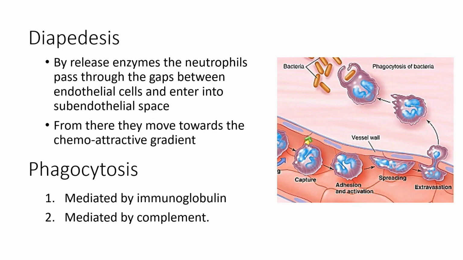Coming to diapedesis, after the neutrophil changes its morphology by releasing certain enzymes, the neutrophil passes through the gaps between the endothelial cells and enters into the subendothelial tissue. From there, they move towards the chemotactic gradient, as we have discussed above. After coming into the tissues, they cause the destruction of the organism by phagocytosis. This might be mediated by immunoglobulins or complements.